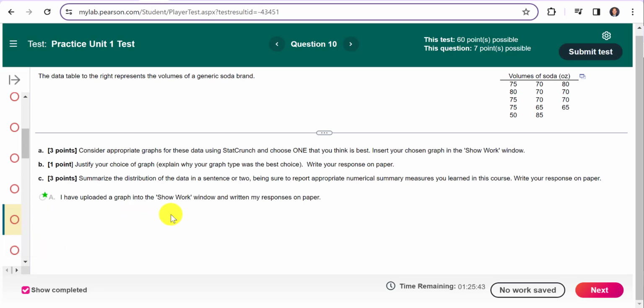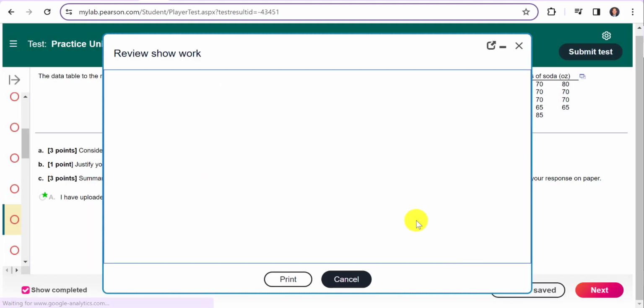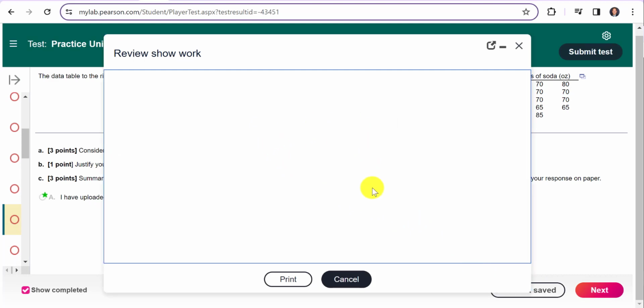All right, this is another example of a show work problem. I think I showed that already earlier, but they want to find an appropriate graph. It says consider appropriate graphs for these, using the one that you think is best. So this is not just one answer here, and then you can show your work. Justify your choice, explain why your graph was chosen. You can write that on paper, or you can type it in. There is a spot online that you can submit written work, or you can just type it in.